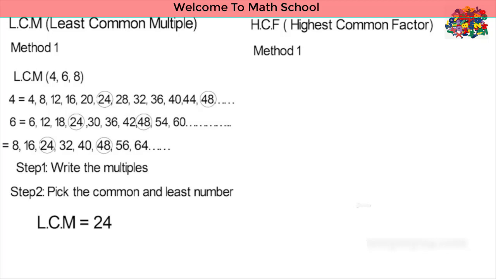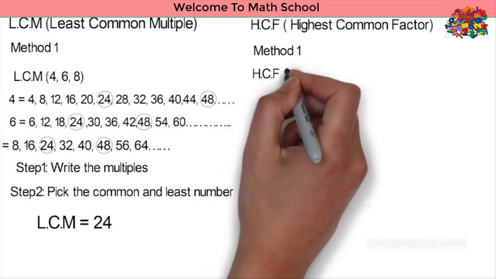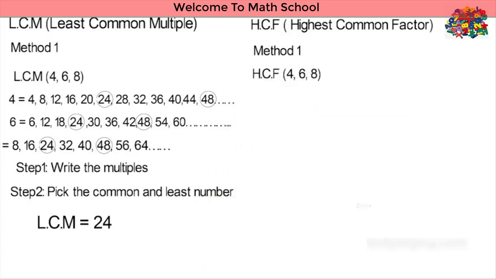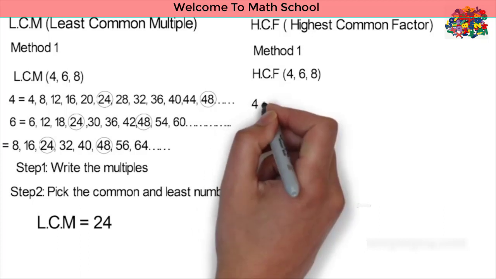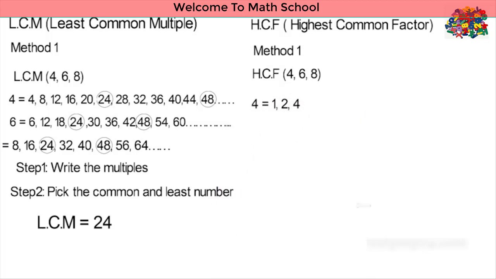Now let's move on to the next one, that is HCF, highest common factor. The first thing you have to do is write down all the factors. After that, you have to find the common factors. And then you pick the highest common factor. Now what are the factors of 4?